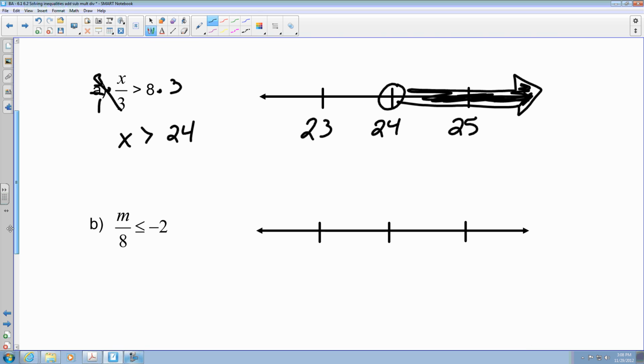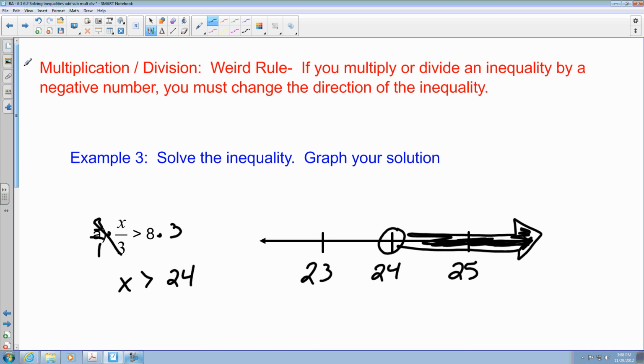Now we have b: m over 8 is less than or equal to negative 2. So again, we're going to multiply both sides by 8. And we got m is less than or equal to negative 16. Now, remember what I talked about here. The weird rule states that if you multiply or divide an inequality by a negative number, you must change the direction of the inequality.